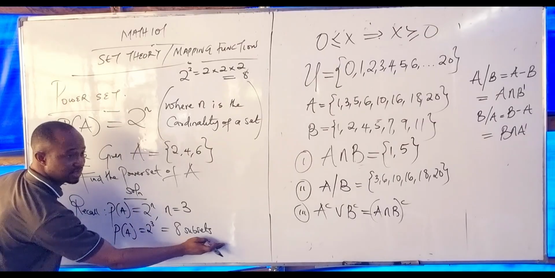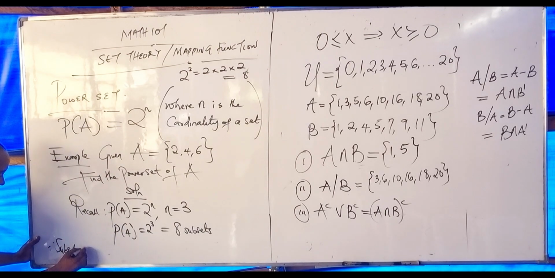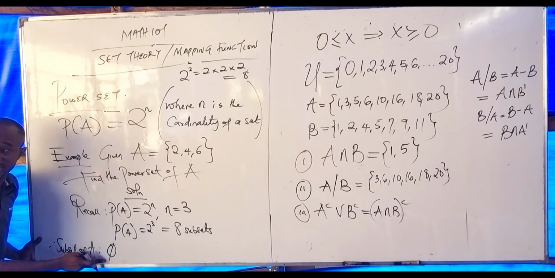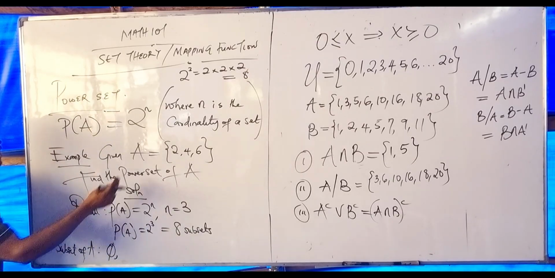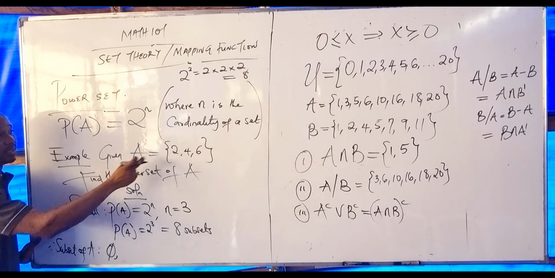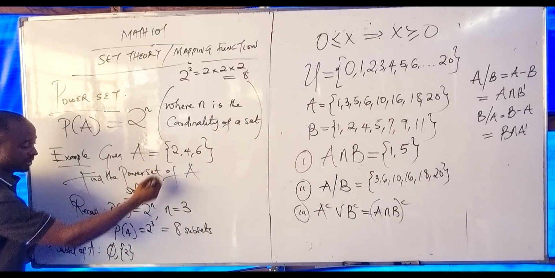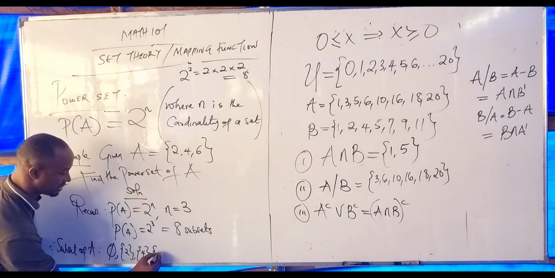That means set A has how many subsets? 8 subsets. And the first subset of every set is an empty set. Therefore, the subsets of A: the first one is the empty set, this is the symbol for empty set. Hope you are aware. Then I will bring out the single sets: {2}, followed by {4}, followed by {6}.